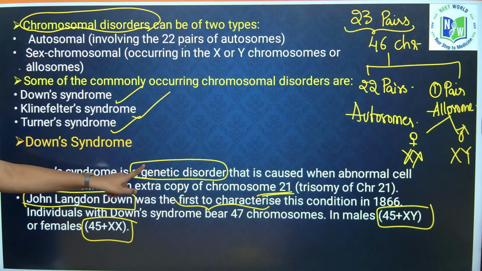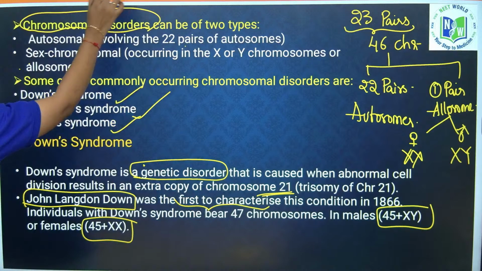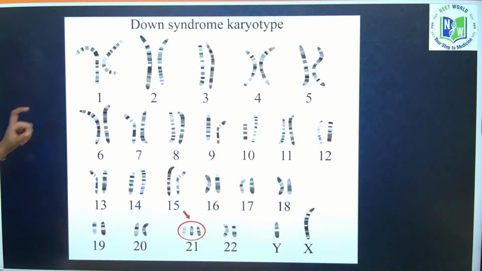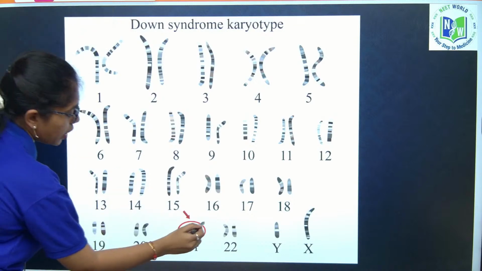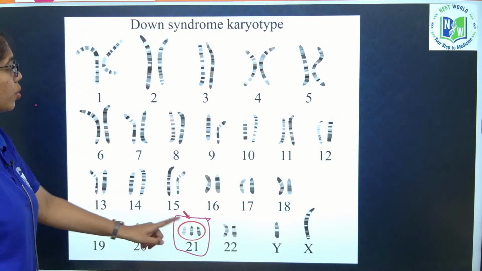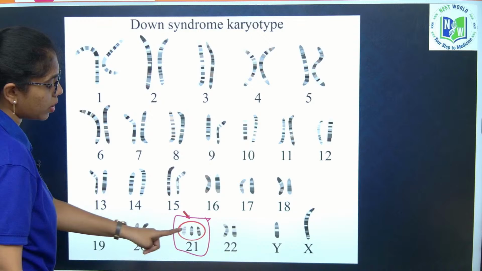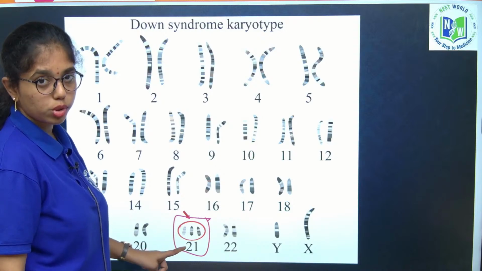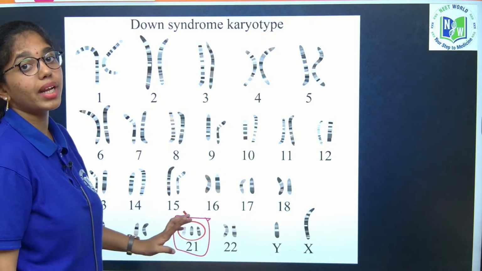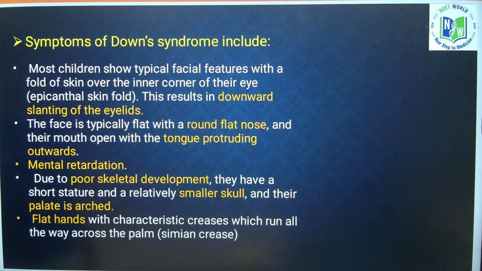This is a genetic disorder that occurs because of trisomy of chromosome number 21. If you look at the karyotype of Down syndrome, the 21st chromosome has trisomy, and the rest of the chromosomes are diploid. Only this one chromosome shows the condition of trisomy. This is because of non-disjunction of homologous chromosomes during anaphase.